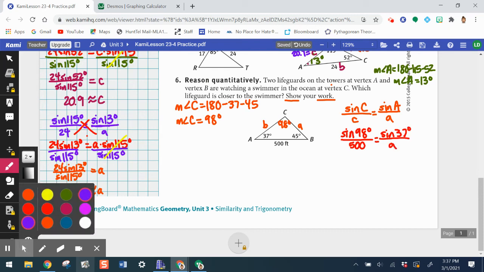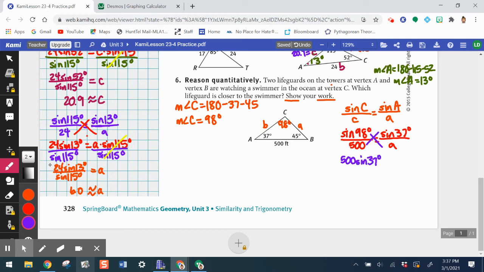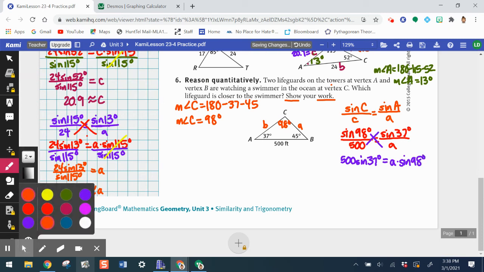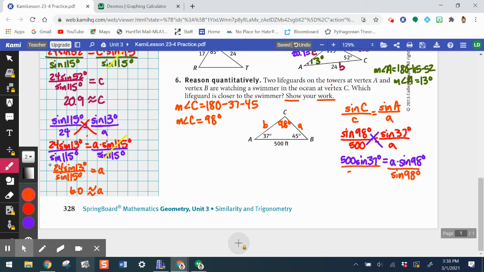So hopefully getting used to this process, I know I am. So we're going to cross multiply and we'll get 500 times the sine of 37 degrees equal to A times the sine of 98 degrees. So pretty quick here, since we don't have to take the inverse sine because we're not looking for an angle. Since this is multiplication, we will divide to get A by itself by the sine of 98 degrees.